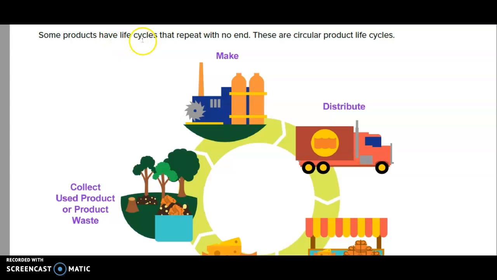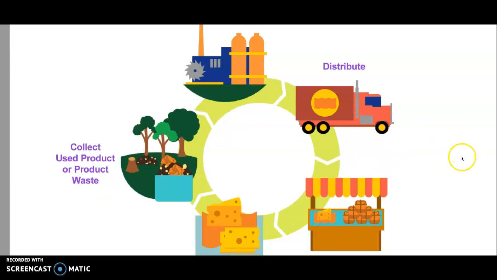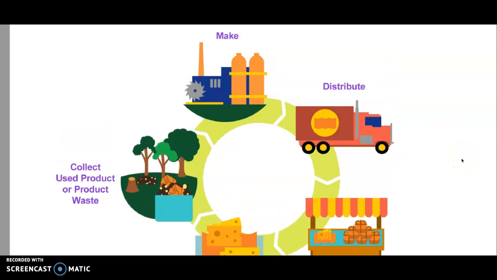Some other products have life cycles that repeat and with no end. These are circular product life cycles. So those product cycles start here in make. No, here. Or here. Where? What do you think? Yes, you're right. Here in make. Yes? We get the resources from the nature and they are made in the factories. Yes, they are produced. Production here.